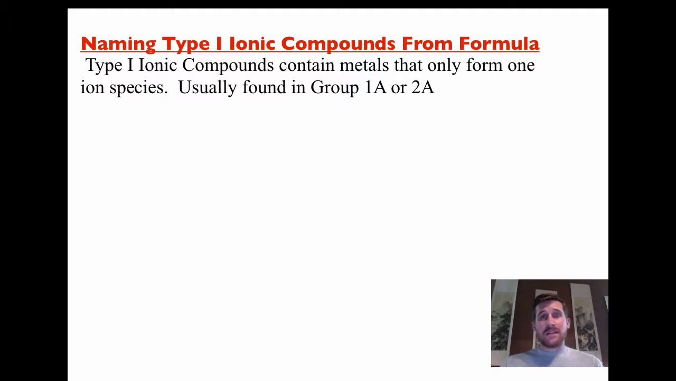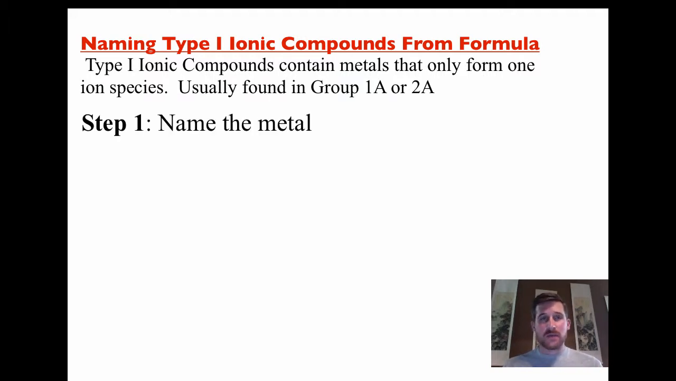So let's talk about classes of ionic compounds and how to name ionic compounds from formulas. There are really two categories here: type 1, and then we'll talk in a moment about type 2. Type 1 ionic compounds contain metals that only form one ion species, meaning they only have one charge always. They're mostly in group 1A, the alkali metals, and group 2A, the alkaline earth metals, but there are a few in the transition metals, namely silver. Silver is always +1, it's always Ag+.